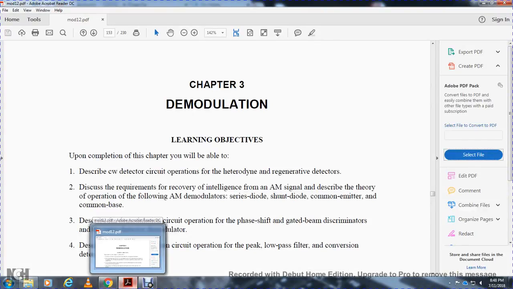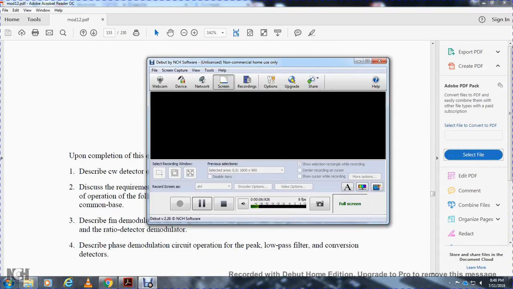Alright, Chapter 3, Demodulation. Just testing to see if the timer's running. I screwed up on the other tape. The debit gave up on me.